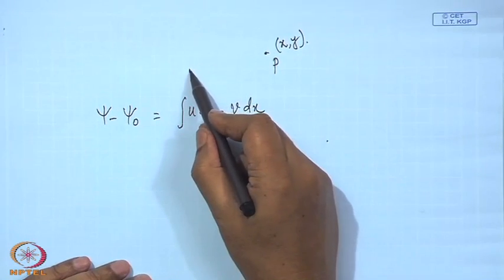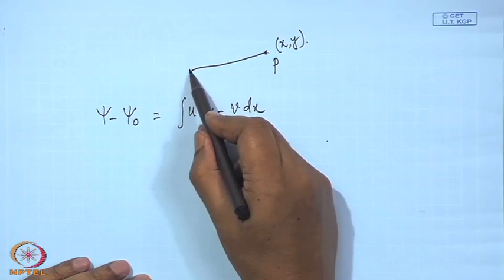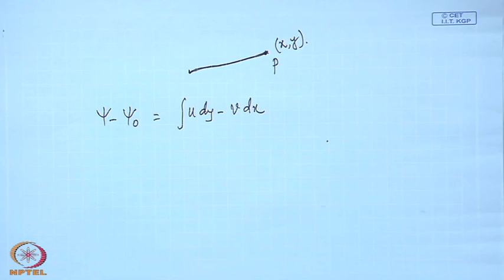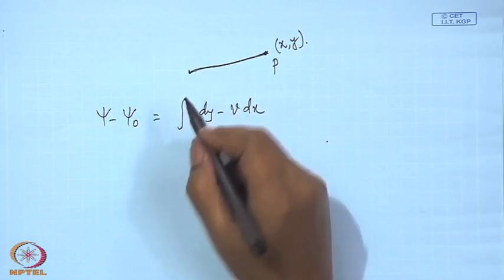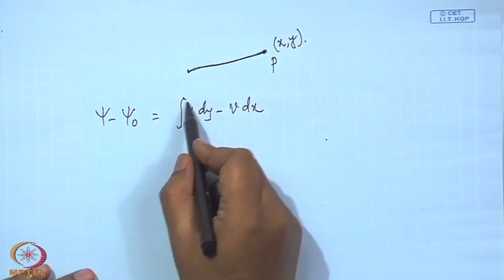Along any path, along an arbitrary path O to P, the integration is carried out. Now, looking at this integration u dy minus b dx, can you say what does it imply? What is the meaning of that integration u dy minus b dx?